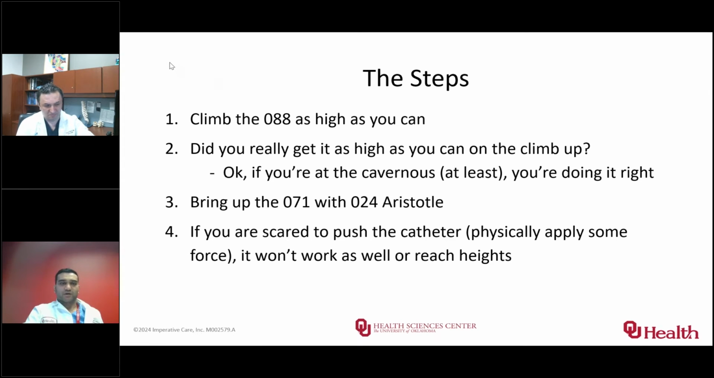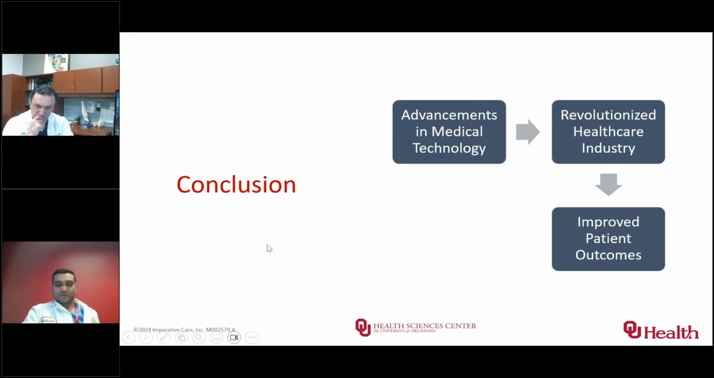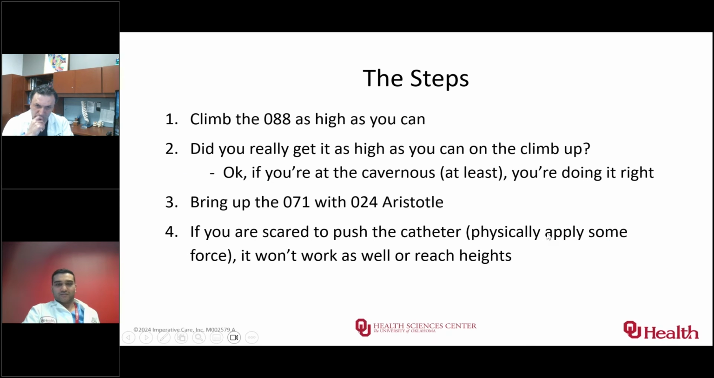These are the steps I wanted to hammer home here. The key, again, is to get your 88 as high as you can. And I'm asking, is that really how high you can get it? If you're at the cavernous, you're knocking on the door, you're doing it right. And then the 71 over an 0.24 Aristotle for me.